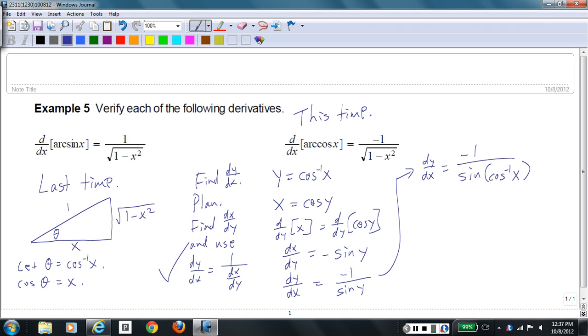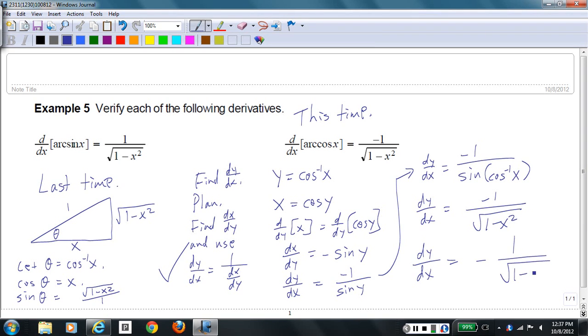So then we take the sine. The sine of theta is equal to the side opposite divided by the hypotenuse. So dy dx equals -1 over, well, inverse cosine of x is theta, and sine of theta is the square root of 1 minus x squared. So that basically finishes it. dy dx equals the negative of 1 over the square root of 1 minus x squared.